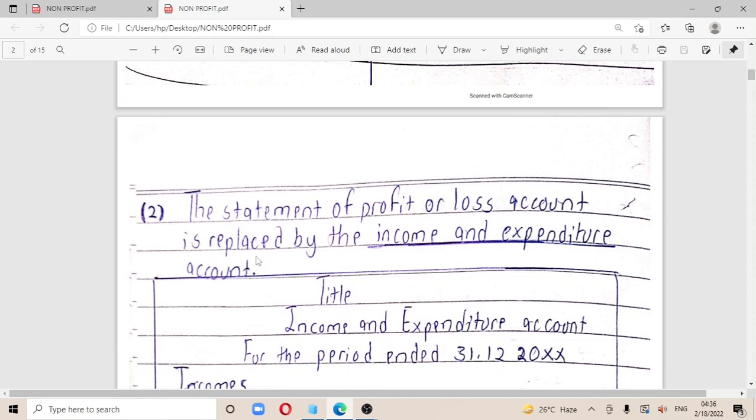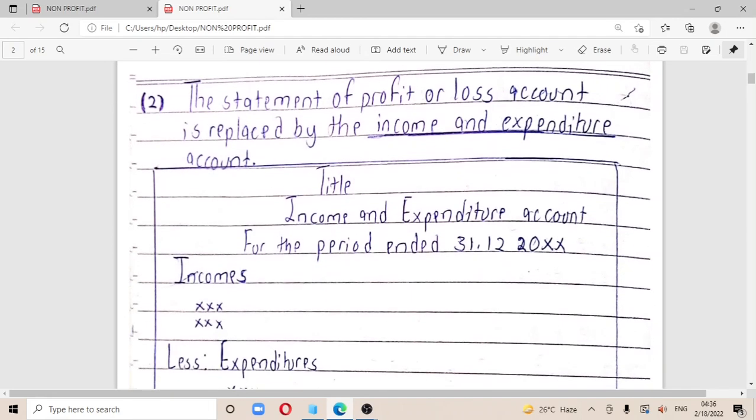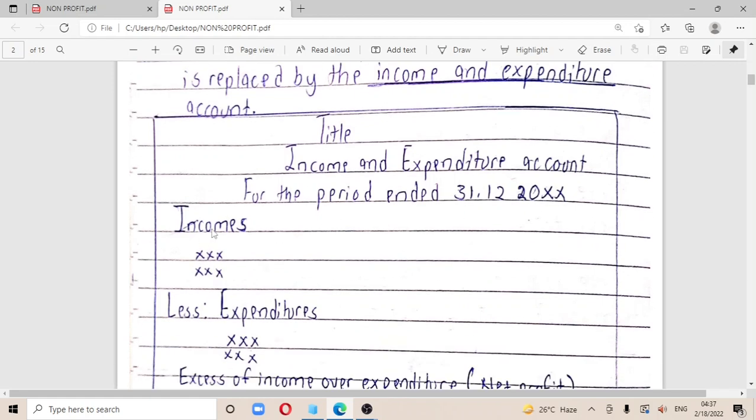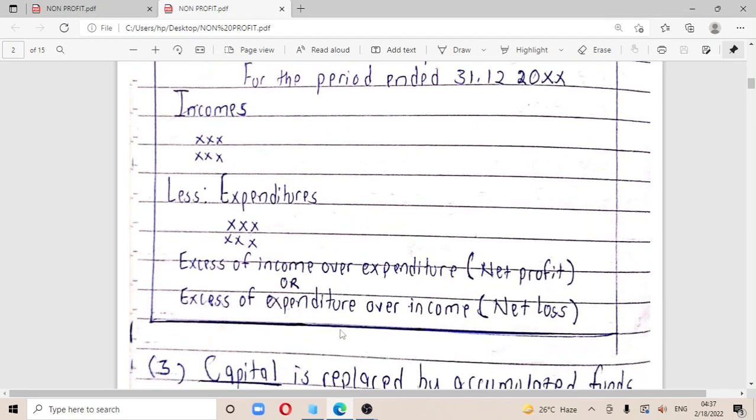So moving on, we are having the statement of profit or loss account, which is replaced by the income and expenditure account. So if I told you to draft it, you have your title, then the income and expenditure account, then for the period ended 31st 12, then a particular year. So with the incomes, you list them with the expenditures. Then when it comes to you getting a net profit, you won't call it net profit, it will be the excess of income over expenditure. And if it's a net loss, it will be the excess of expenditure over income.